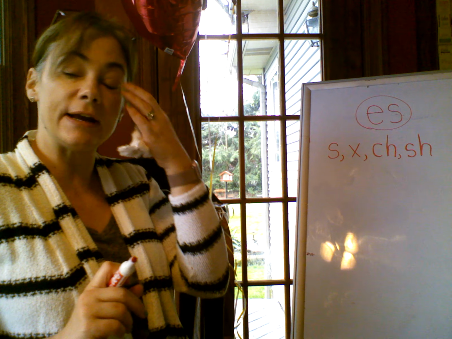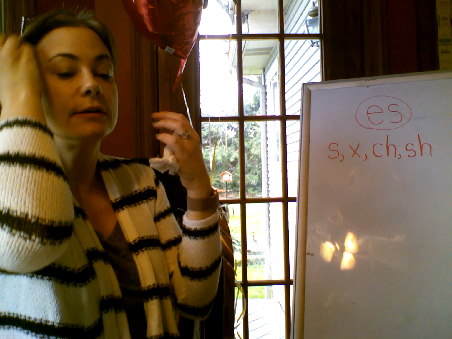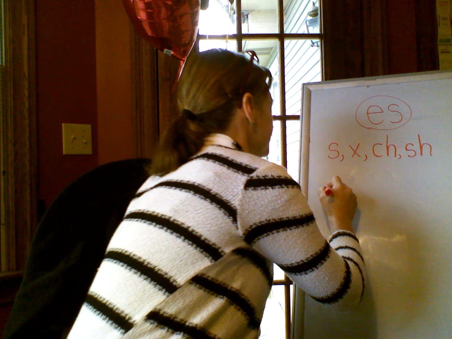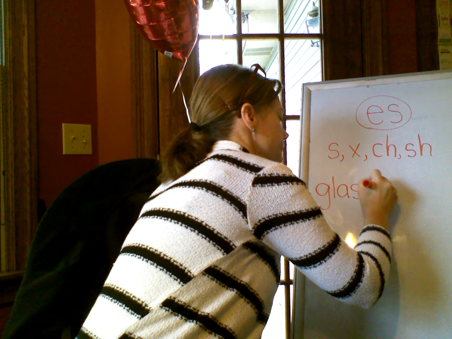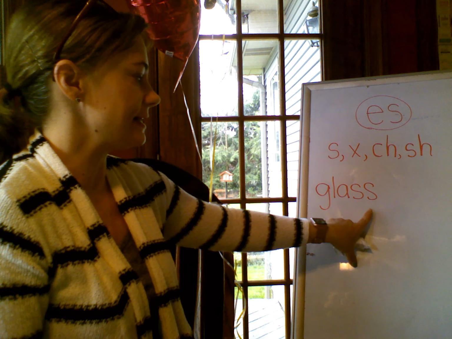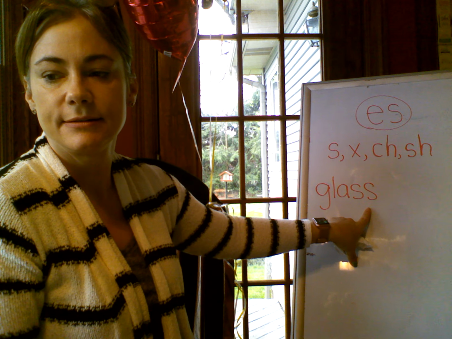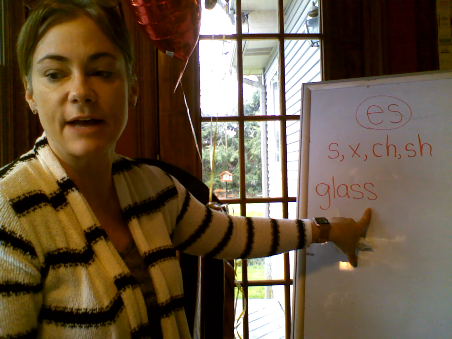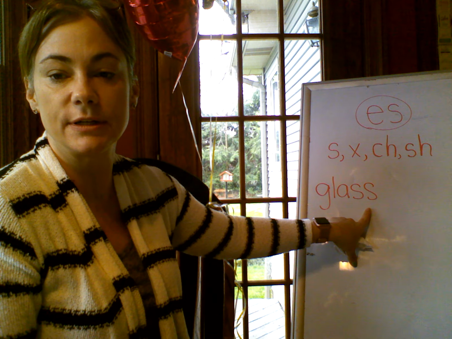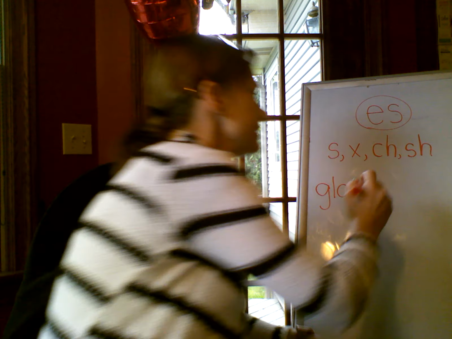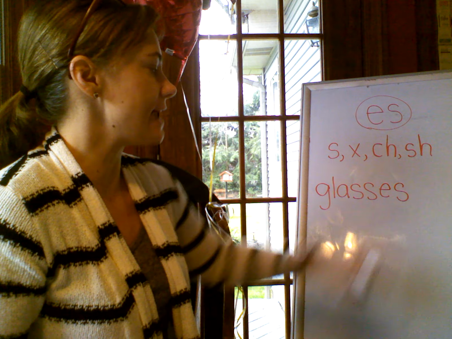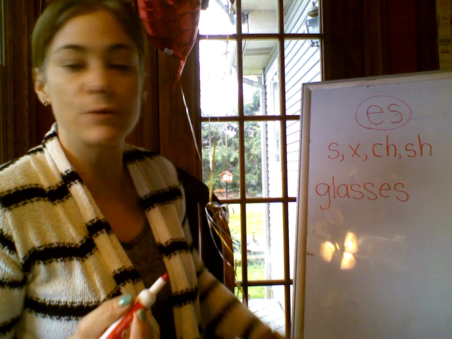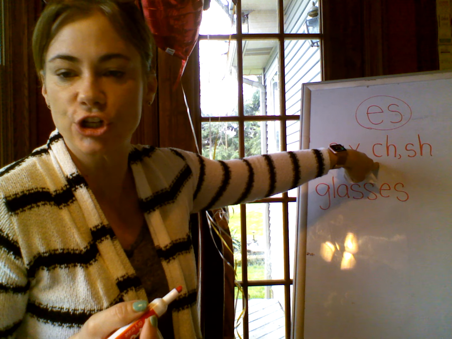So what if I took the word glass? And glass has that double S at the end. So the suffix, if we wanted more than one glass, would be to write ES. All right. Glasses.